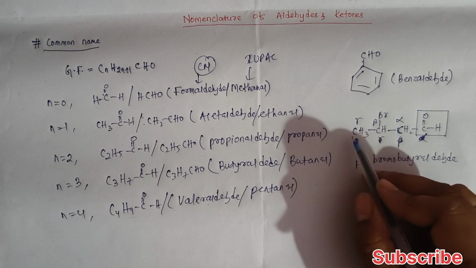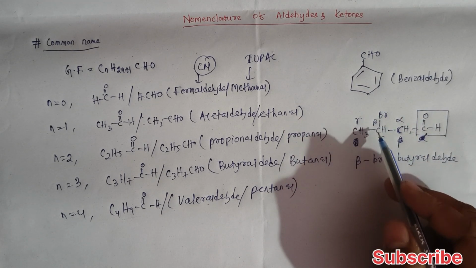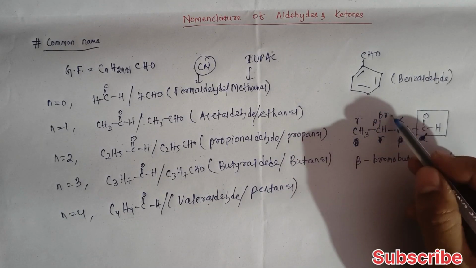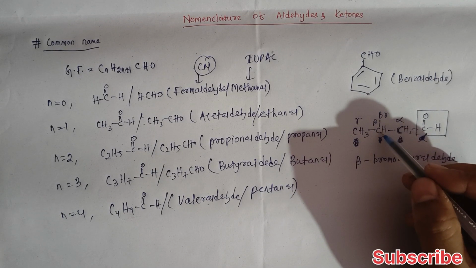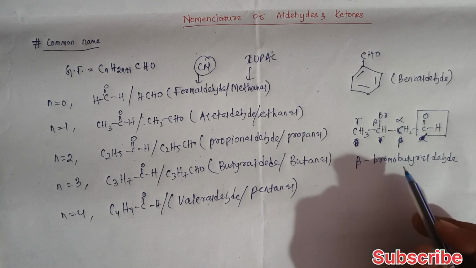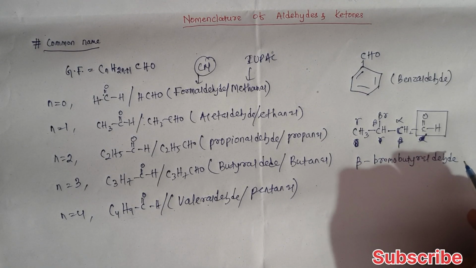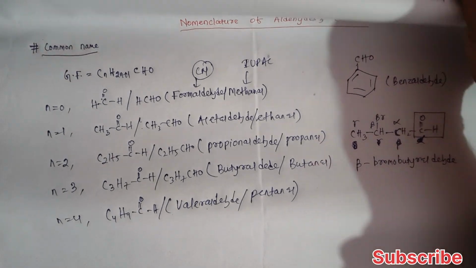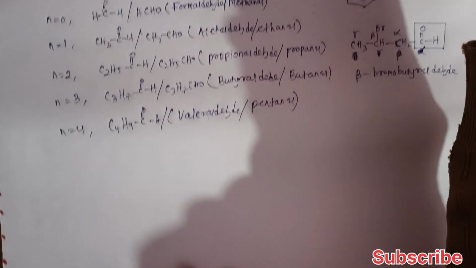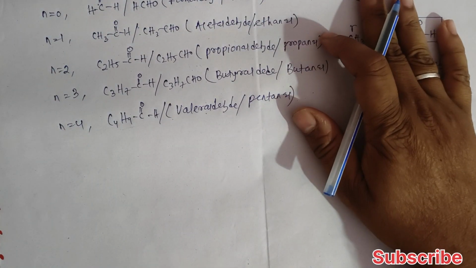Why is it called butyraldehyde? Because we count 1, 2, 3, 4, there are 4 carbon atoms. Beta bromo means the bromine atom is attached to the beta carbon atom. That's why it is called beta bromo butyraldehyde. Clear? So I hope it is clear to all of you. These are the common names and IUPAC names of aldehydes.